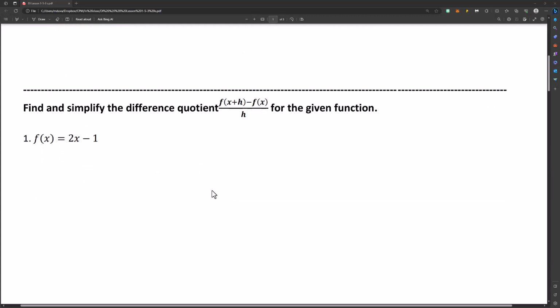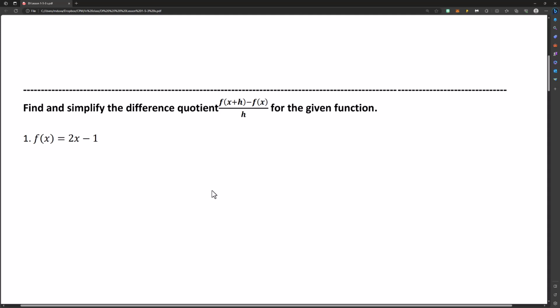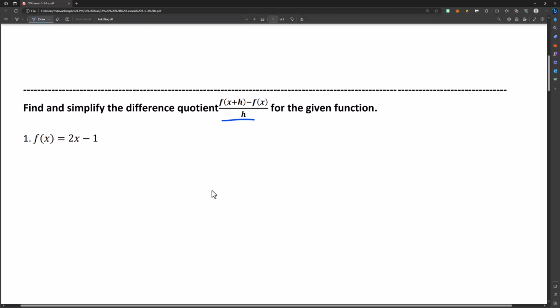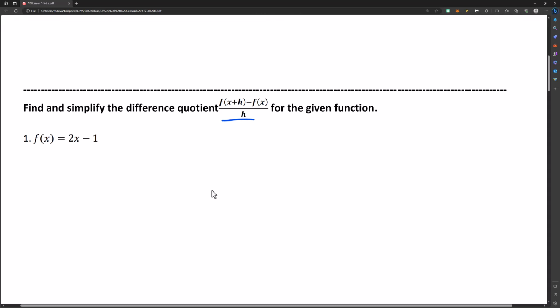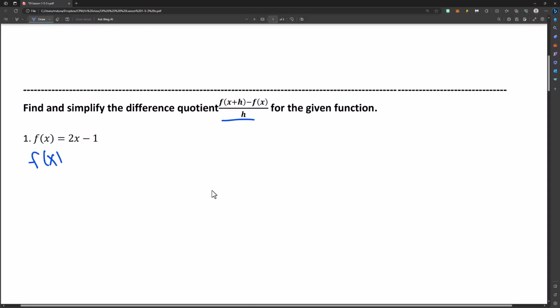All right, let's go over a few problems. So it says simplify the difference quotient, and I give the difference quotient here for the given function. So we need to know the two pieces of information. I have my f of x, and I need to know what my f of x plus h is. So it's my function with x plus h plugged in. So distribute the 2.